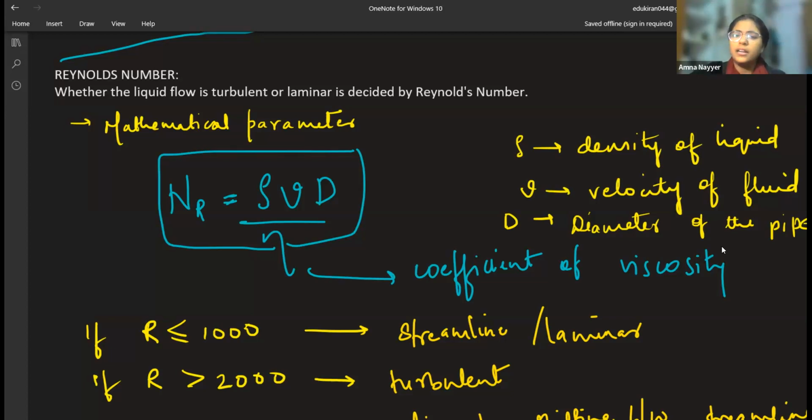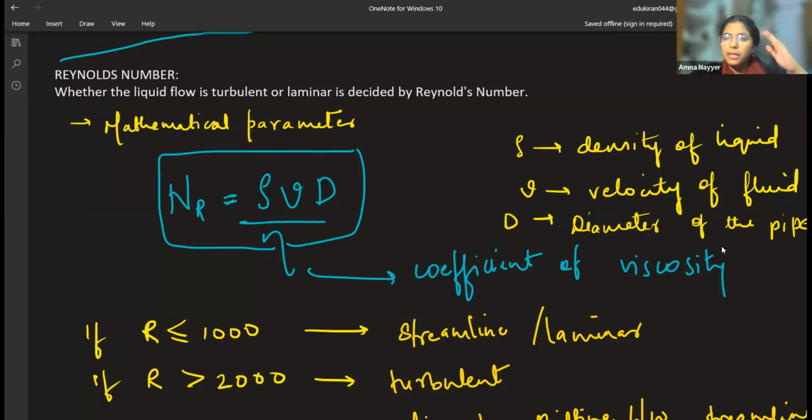also 840, any number, that will give you either streamline or laminar. Means it is laminar or streamline. Both are actually the same. It's a modification only. If it is greater than 2000, then it's turbulent.